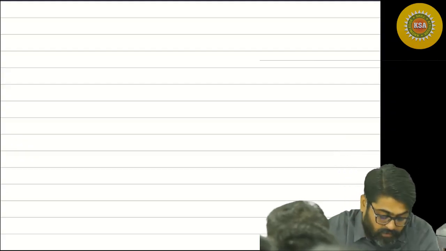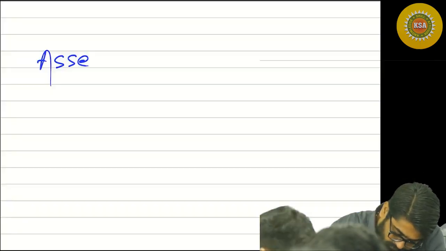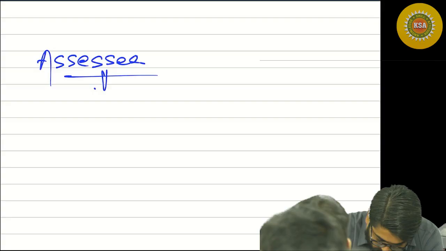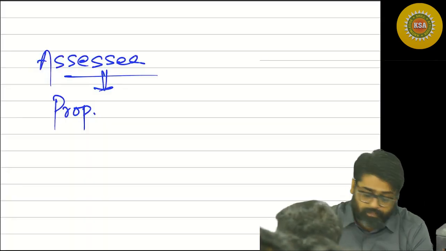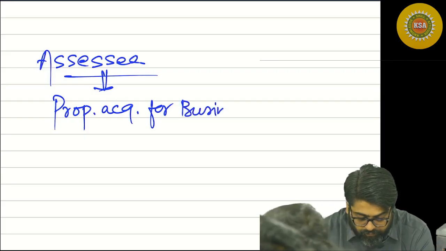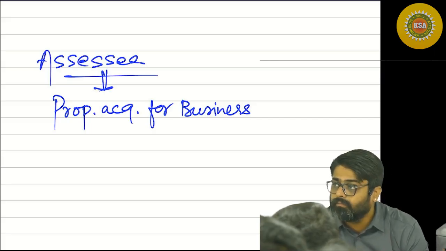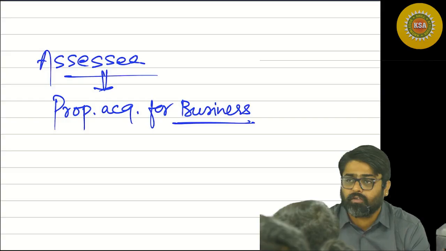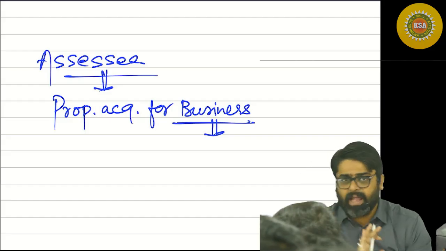Pay attention. See, if there is an assessee, the assessee is having properties. These properties are acquired for business. Acquired for? What is the business of the assessee? Buying and selling the property? Constructing and selling the property?